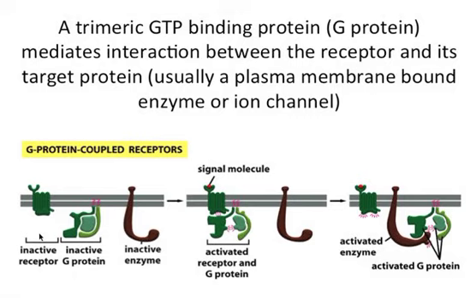So here's how it can look. You'll have a trimeric GTP binding protein. What's trimeric mean? 3. Right, so it's a protein of 3 subunits. Alpha, beta, gamma subunits. And it's going to mediate interaction between a receptor and its target protein. So here's your receptor, and it's inactive. Here's your G protein. Notice it's membrane bound, and it's inactive. And here's some kind of enzyme that's inactive. So this is how it looks before a signaling molecule binds, right?